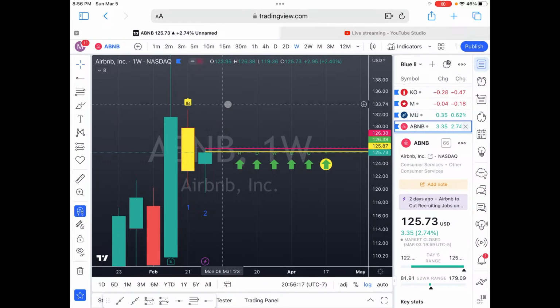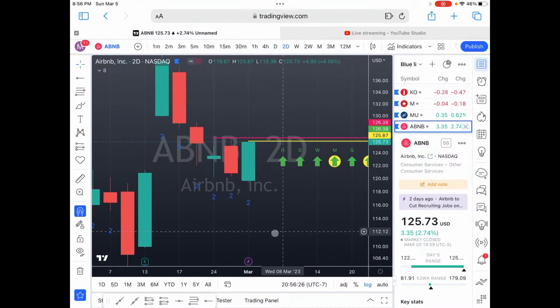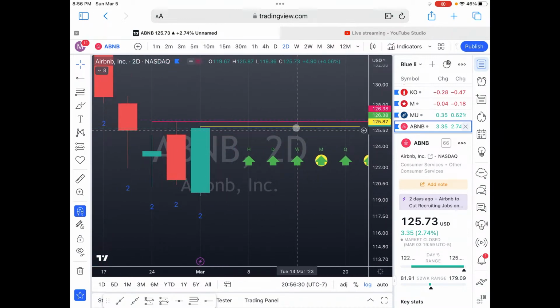There we go. Okay. So we go back to the 2-day chart, and that is our setup. So if we trigger on the day, our first target sends us 2 up on the week, okay? So with full time frame continuity, that's on Airbnb.